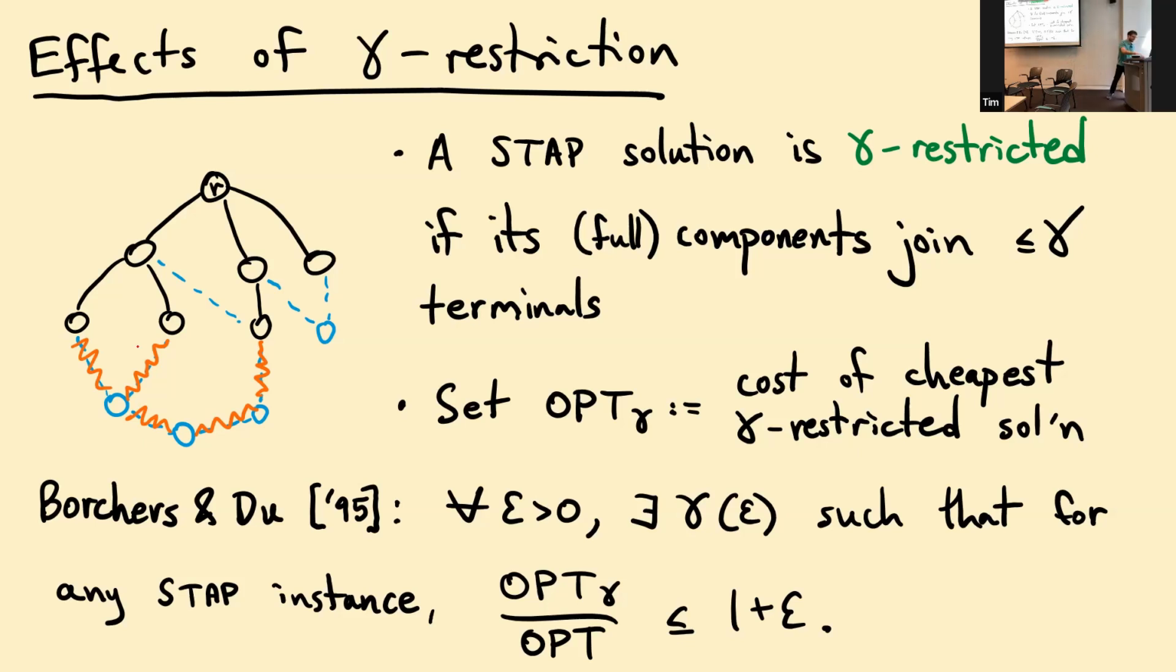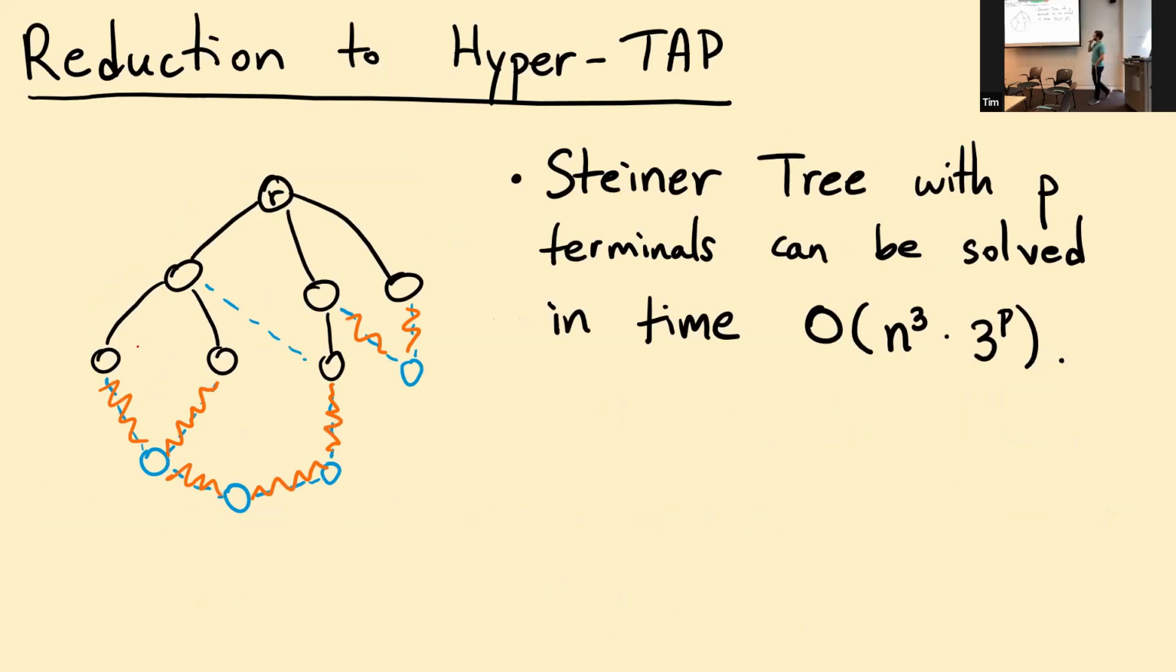Okay, so this allows us to essentially, with loss of an arbitrarily small constant, focus on finding the best gamma restricted solution. Now that we know we just need to find gamma restricted solutions, every full component joins constantly many nodes. And actually Steiner tree can be solved exactly if the number of terminals you're interested in joining up is constant. Okay, so it's called fixed parameter tractable. There's an algorithm which solves Steiner tree in time n cubed 3 to the p, where p is the number of terminals. So given that p is a constant now, this is a polynomial time operation, and we can efficiently create the equivalent instance of hypertap for our given stap instance.